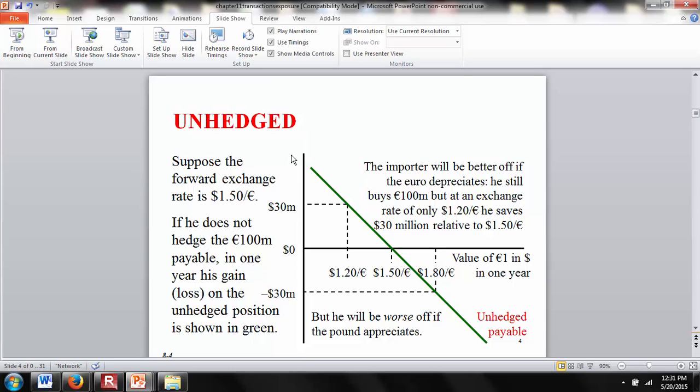So if you are unhedged, you can either draw a line like this showing that as the exchange rate goes up, you're going to pay more, or this basically looks at the profit and so on. But I think it's easier to just look at the cost. And if you look at the cost, you owe 100 million euros. So the exchange rate is 1.2, your cost is 120 million. If it goes to 1.5, your cost is 150 million, and so on.